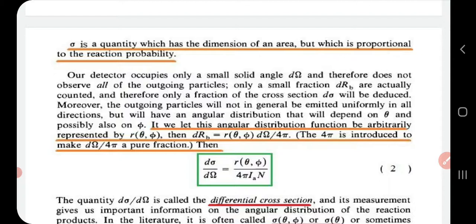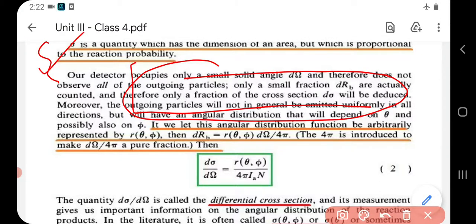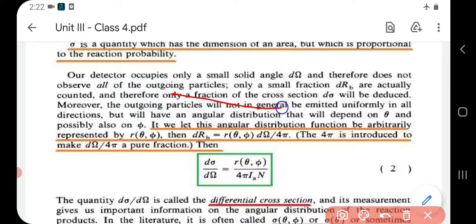Now as already said, our detector occupies only a very small solid angle d omega. Therefore, it is not possible for the detector to observe all the outgoing particles. Hence, it can observe only a small fraction of the outgoing particles, say d Rb. As a result, only a small fraction of the cross section, say d sigma, will be calculated, or it will be deduced.